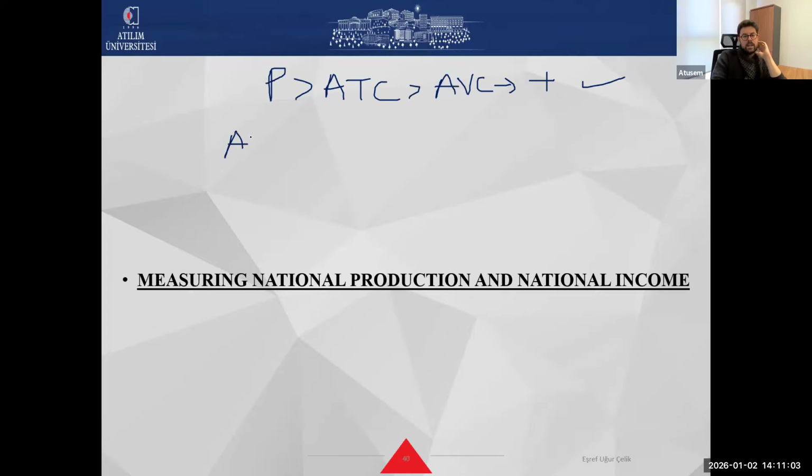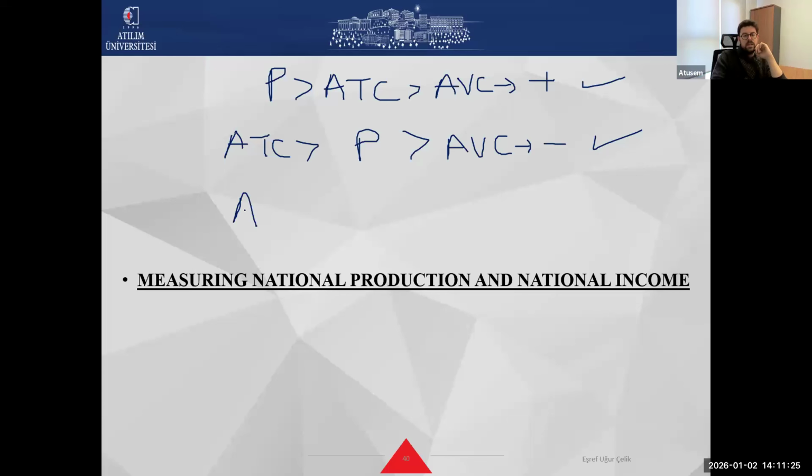When ATC is greater than price, and price is greater than average variable cost, in that part profit is negative, but we still continue to produce because we can cover some variable costs.